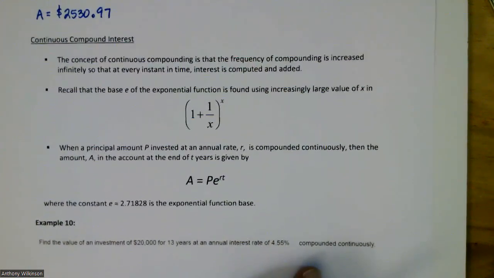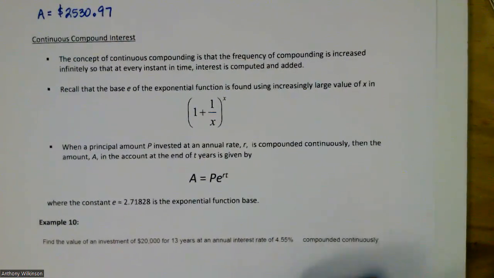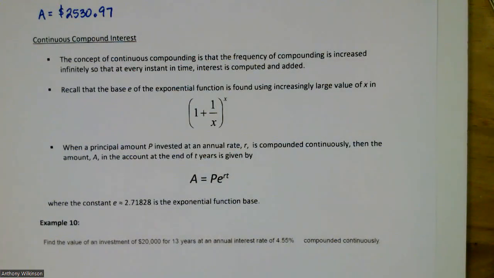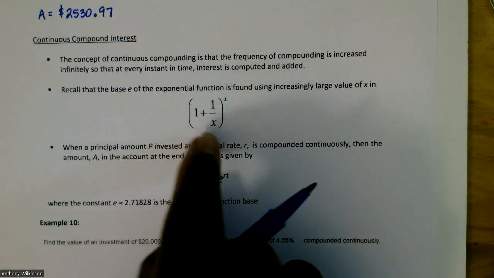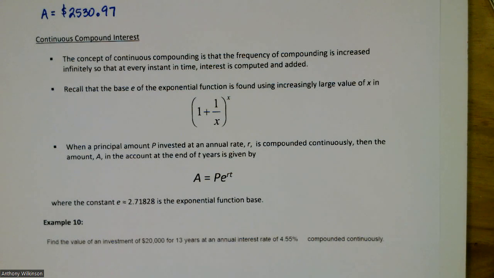All right, now the other part of that is continuous compound interest. The concept of continuous compounding is that the frequency of compounding is increased infinitely so that at every instant in time, interest is computed and added. Recall that the base E of the exponential function is found using increasingly large values of x in this expression, 1 plus 1 divided by x, and that quantity is raised to the x power.